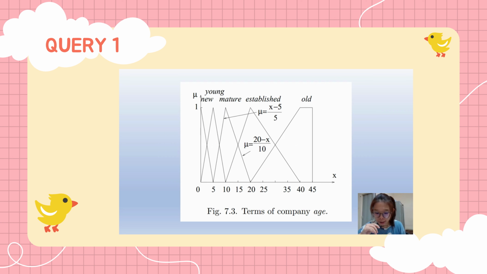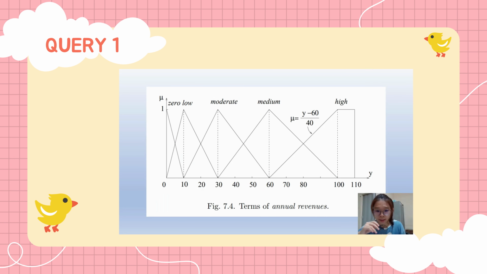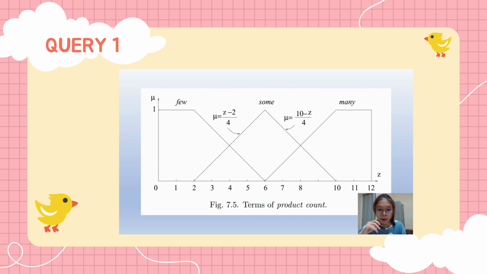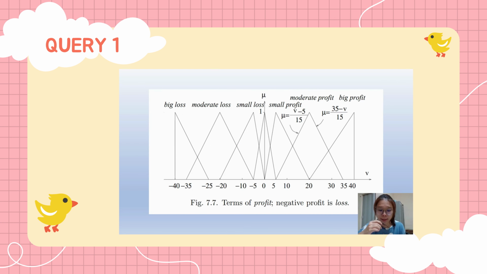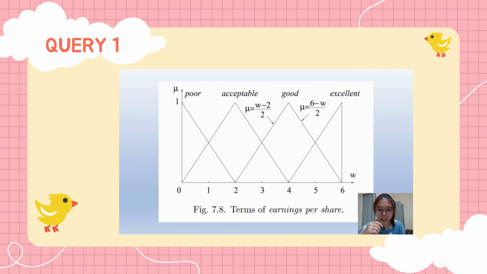And these are the terms for each attribute. This is the terms of company age. This is the terms of annual revenues. This is the terms of product count. This is the terms of employee count. This is the terms of profit. If negative, profit is loss, while if positive, profit is earned. And lastly, this is the terms of earnings per share.